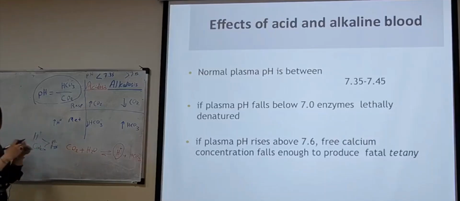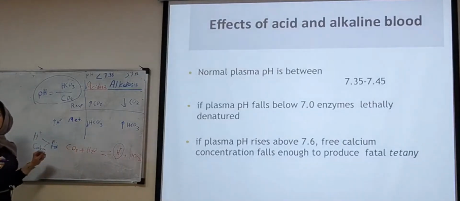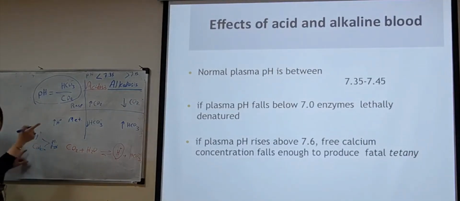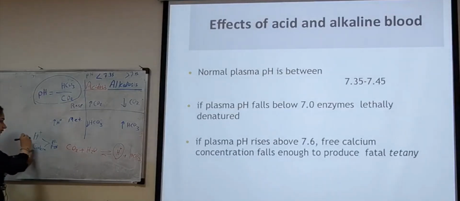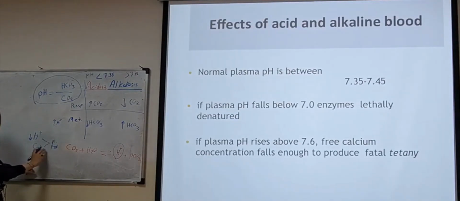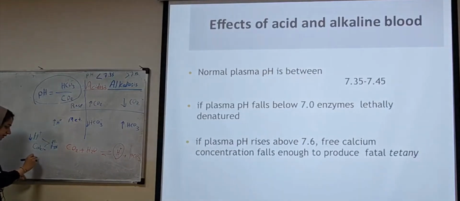Both of them compete to bind to the same plasma protein. When there is, we said, alkalosis, H decreases. When H decreases, more plasma protein is available for the calcium to bind. So when more calcium binds to the plasma protein, there is a decrease in the free calcium.